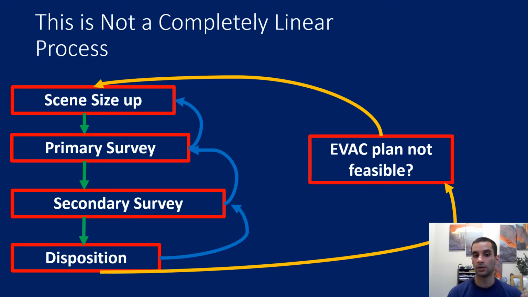I presented it linear, step by step. You can think of it that way in your mind, but you should also be thinking, hey, if there's a problem with the secondary survey, I have to go back to the primary survey. If there's a problem with disposition, I might have to go back to scene size-up, or even back to primary. You always have to reset to the point where you need to go back to, to address the issue you're seeing in front of you. That's kind of the norm. This often happens.